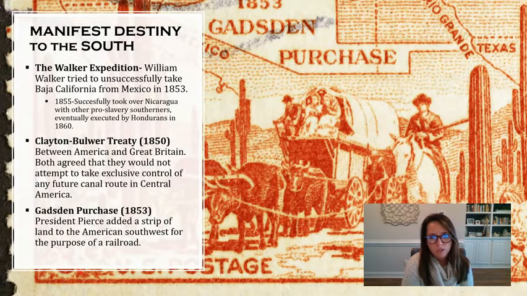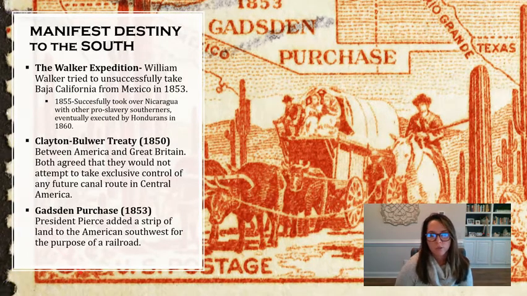The Clayton-Bulwer Treaty is a treaty between the United States and Great Britain. So one of the things that people were already looking for is building a canal that would go through Central America. Both Britain and the Americans knew that they wanted to do it, but they also weren't economically or technologically ready to take on that issue.